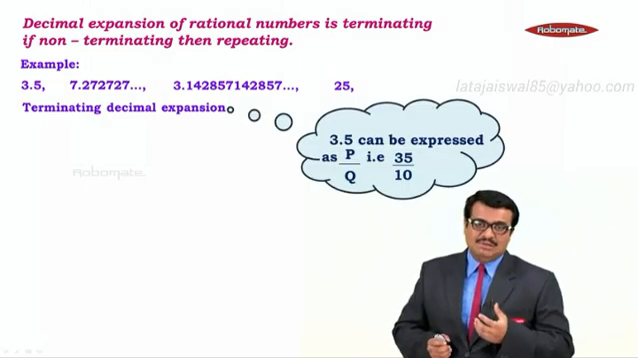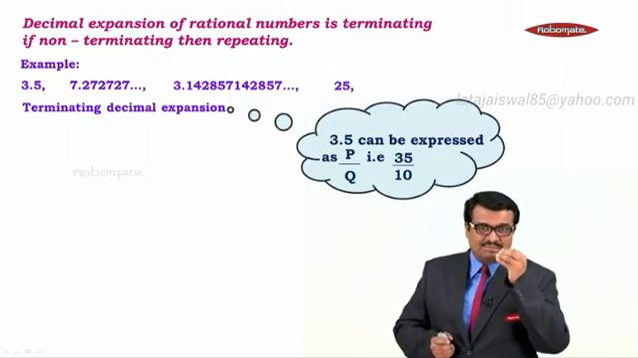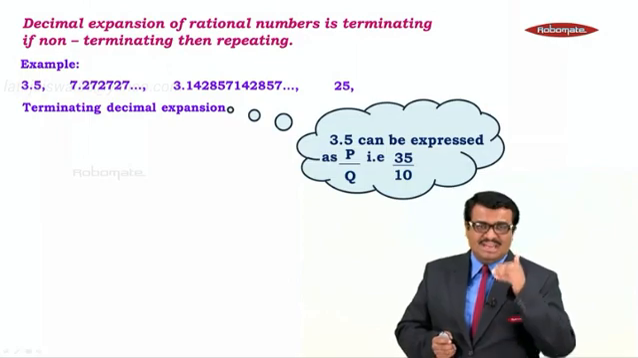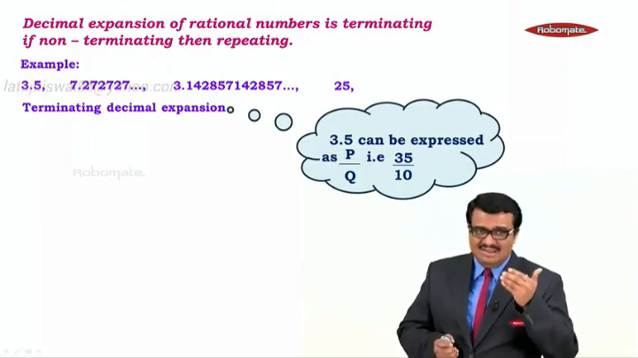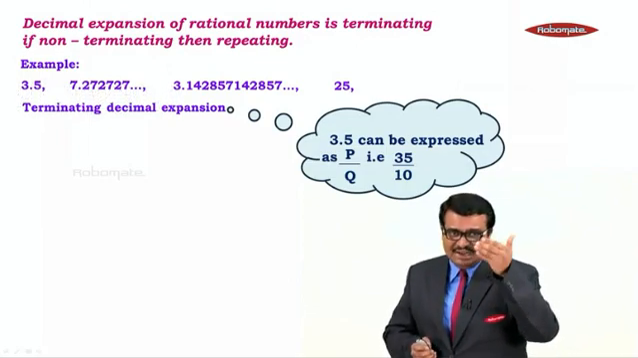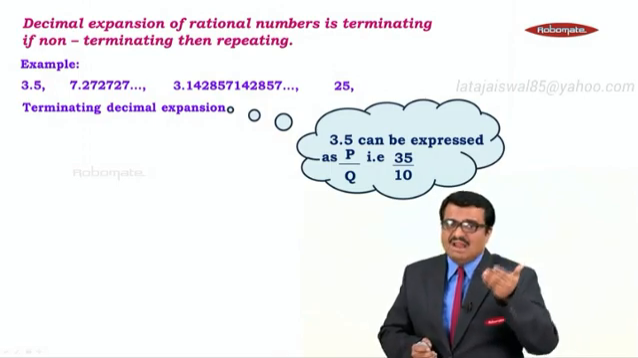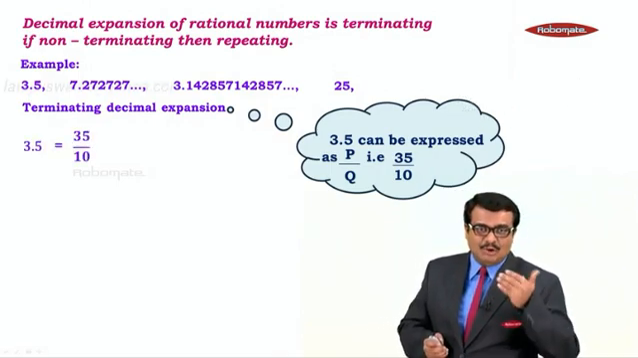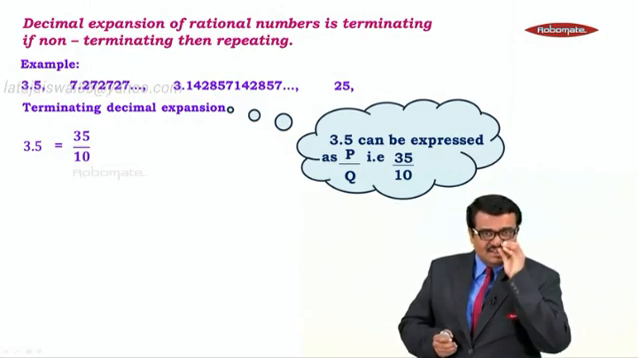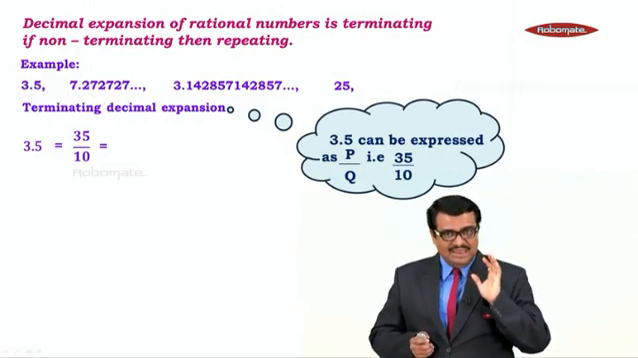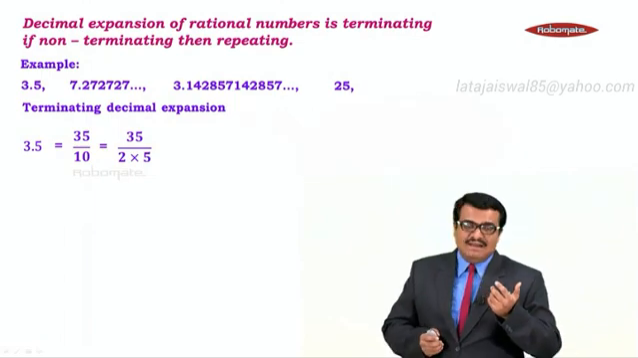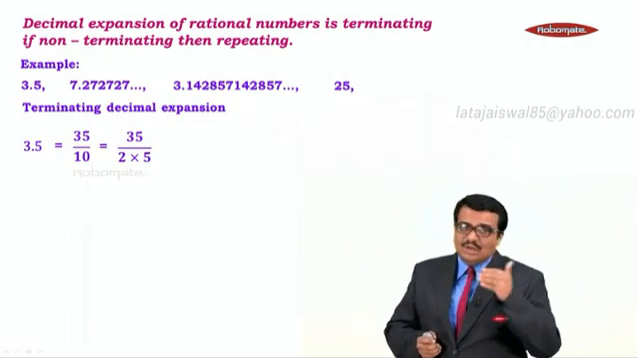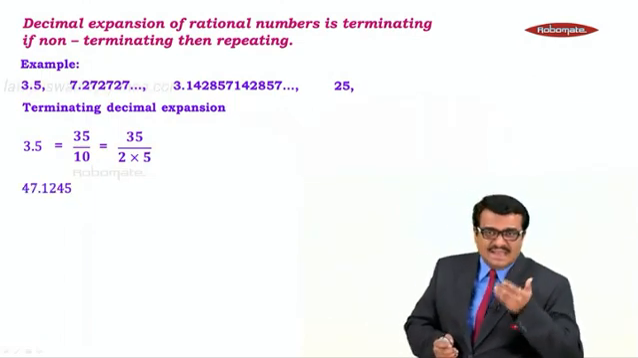Terminating decimal expansion. Let us understand this properly. 3.5 can be expressed as P upon Q. It can be written as 35 upon 10. If you multiply the numerator and denominator by 10, you will get 35 upon 10. So 3.5 is nothing but 35 upon 10. Now can I write this denominator 10 as 2 into 5? 2 5s are 10. So 35 upon 2 into 5. Right?